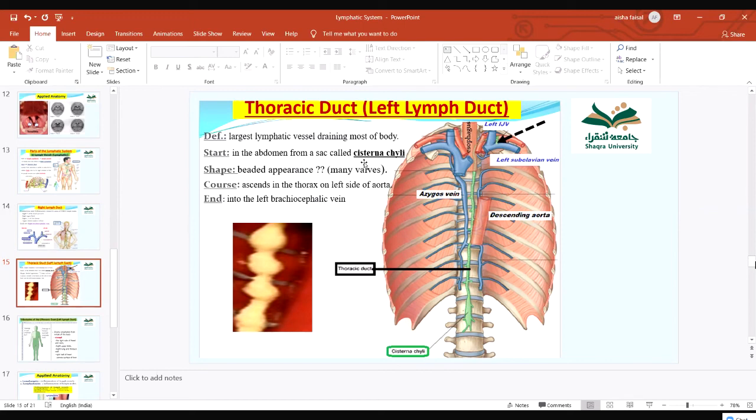So this is the largest lymphatic vessel, draining most parts of the body. It starts in the abdomen in the form of a sac, the cisterna chyli, and it is beaded in appearance. It contains many valves. It ascends in the thorax on the left side of the aorta, then ends into the left brachiocephalic vein.